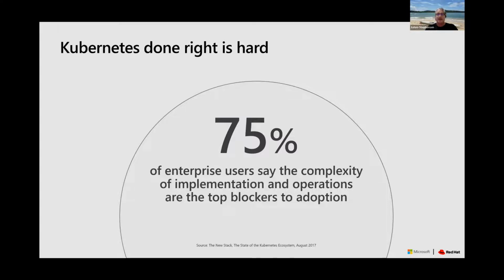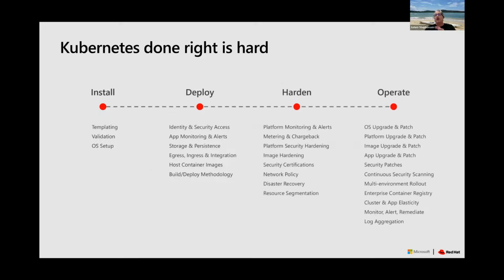These are Red Hat slides, and they say that 75% of enterprise users say that the complexity of implementation and operations are the top blockers to Kubernetes adoption. They just have trouble with the complexity. So what they try to do is remove the things that are difficult from Kubernetes and make it easier. Out of the box, it's an opinionated version of Kubernetes. If you go and stand up Kubernetes, you've got to work out what tooling you're going to use for monitoring, what you're going to use for security, and how you're going to do CI/CD.